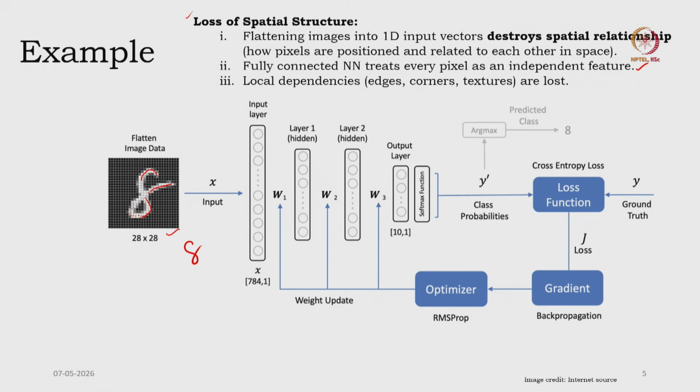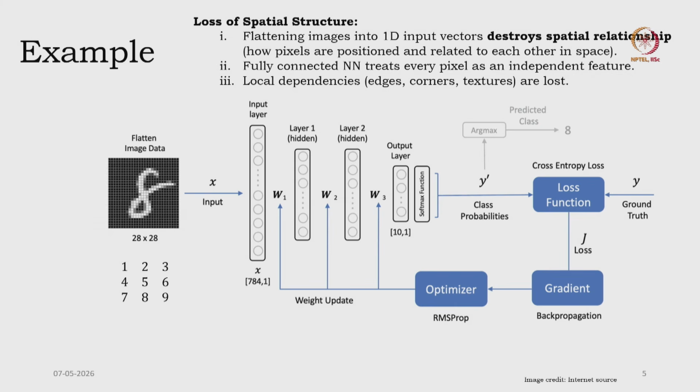And the third point here is that local dependencies are lost. What we mean by local dependencies is, once again you see here, this is an edge. This is one curve, this is one line. So when you convert that into a single vector, that particular information will be lost. That is the main problem why, when we are dealing with images, we cannot use a multi-layer perceptron. So this is what is being explained.